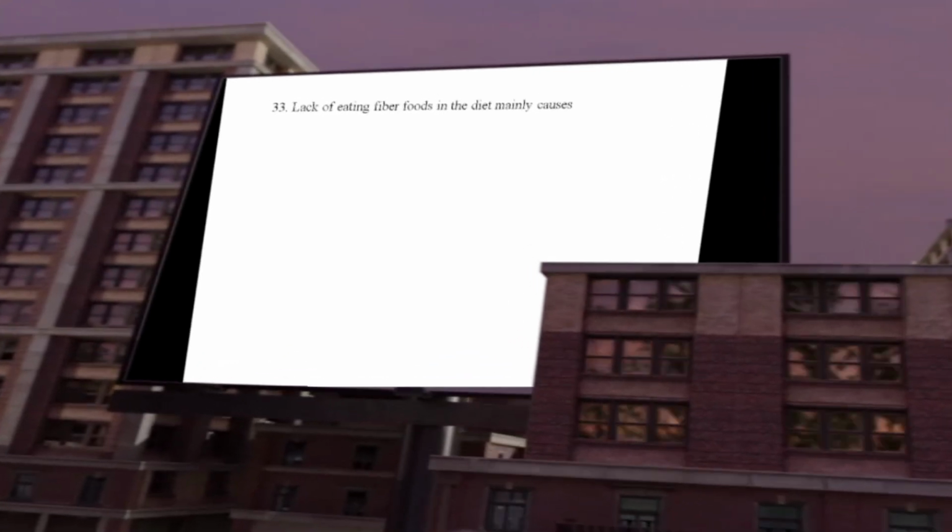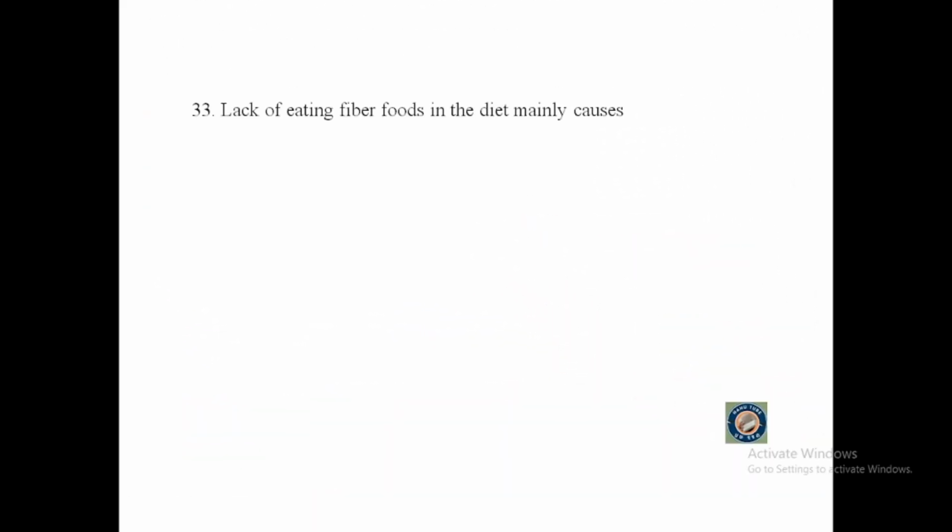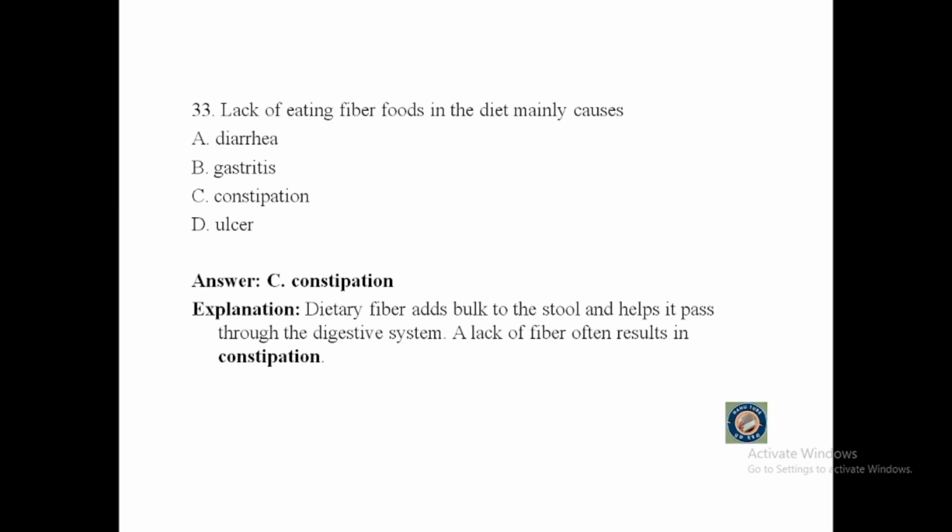Question number 33. Lack of eating fiber foods in the diet mainly causes A. diarrhea. B. gastritis. C. constipation. Or D. ulcer. Lack of eating fiber foods in the diet mainly causes constipation. Dietary fiber adds bulk to the stool and helps it pass through the digestive system. A lack of fiber often results in constipation.